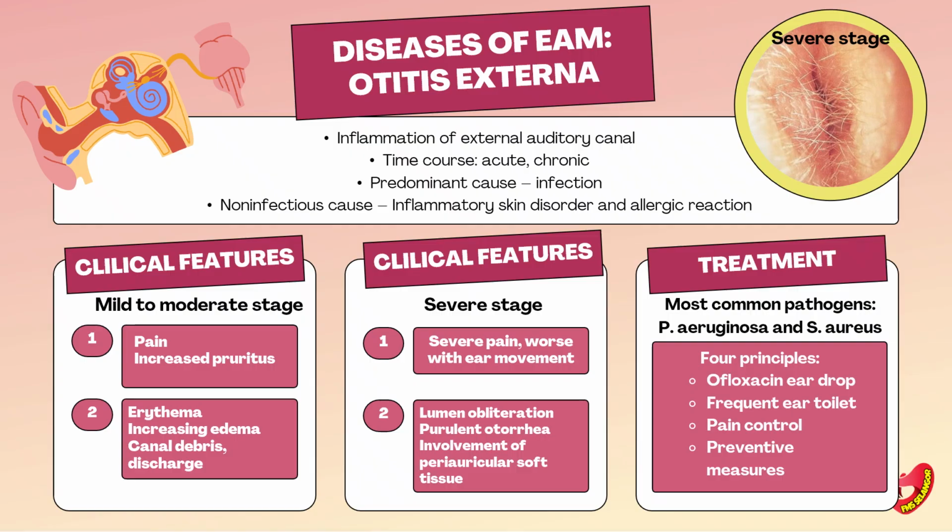For mild to moderate stage, patients may present with pain and increased pruritus. Examination includes erythema, progressive edema, debris within the ear canal, and discharges are commonly observed. Meanwhile, in the severe stage, patients experience intense pain, particularly exacerbated by ear movement. Examination findings may include complete obliteration of ear canal lumen, purulent otorrhea, and potential involvement of the preauricular soft tissues.